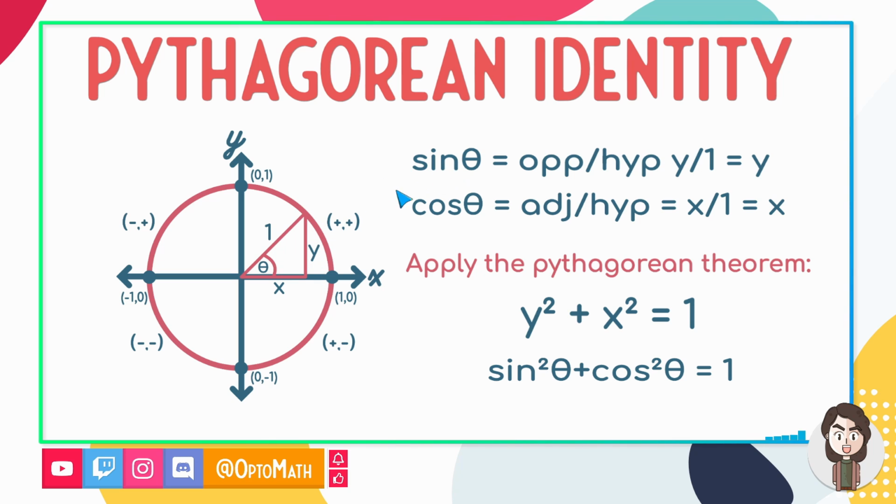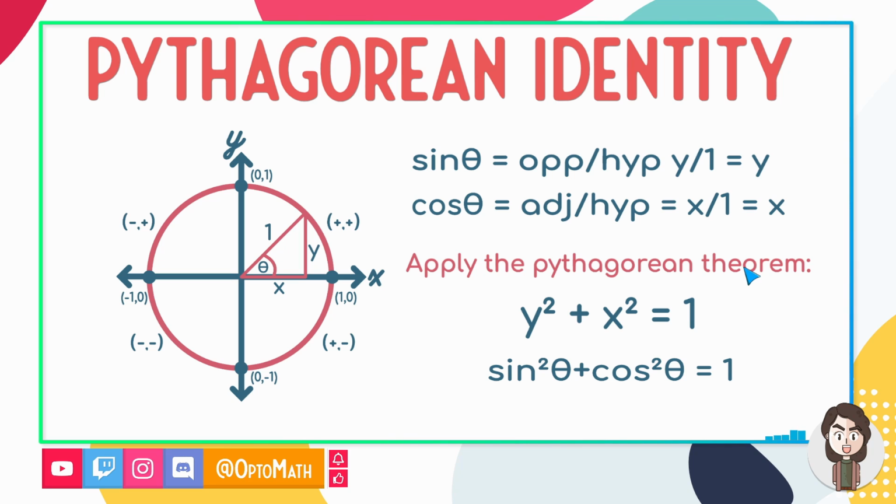So if we're looking at this angle right here as our theta, sine would be opposite divided by hypotenuse. So it's y divided by 1, which is just y. Cosine is adjacent divided by hypotenuse. So it's x over 1, which is x.